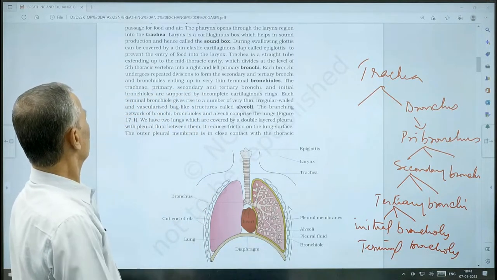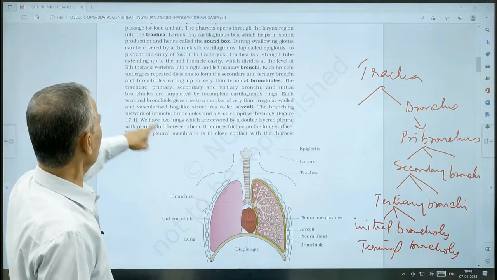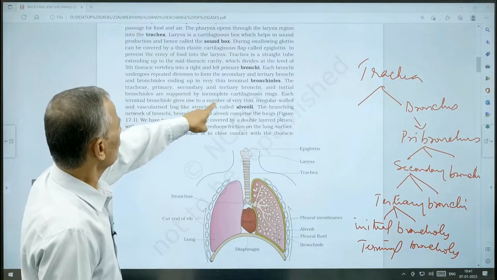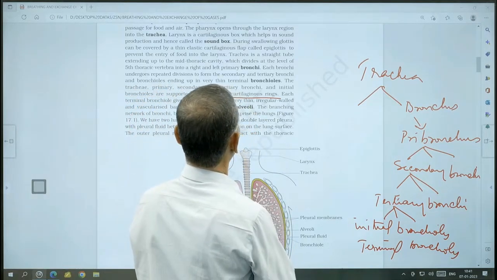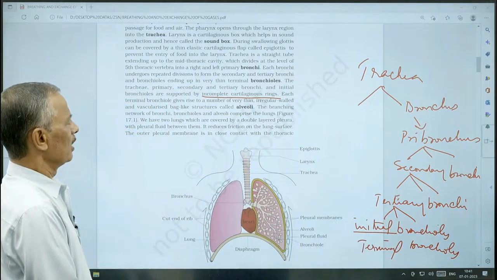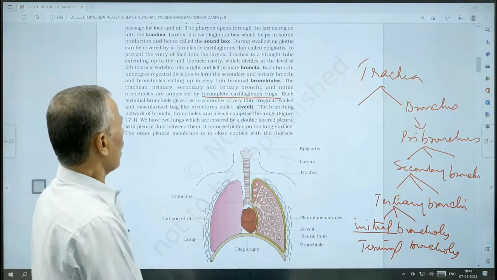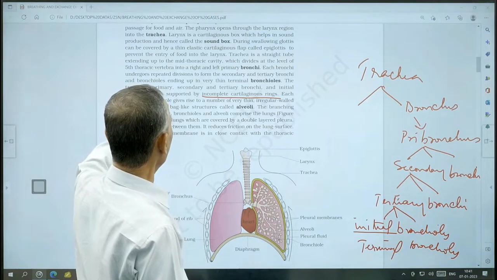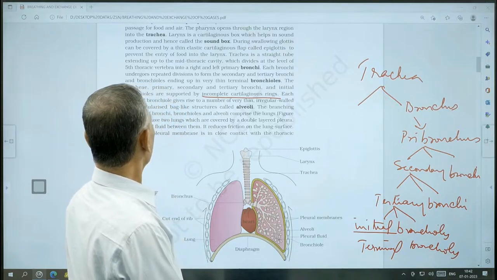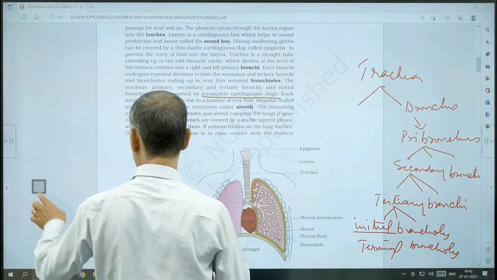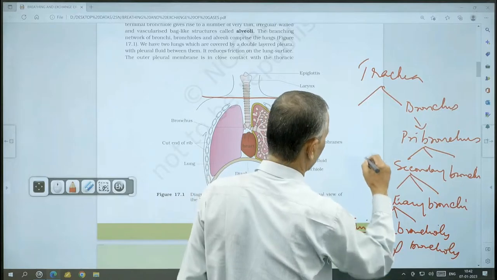Okay. So trachea will be dividing into two bronchus that form the primary bronchus, secondary and tertiary bronchi, initial bronchiole, and these parts are supported by incomplete cartilaginous rings up to the initial bronchioles. You are having the wall supported by incomplete hyaline cartilaginous rings. Each terminal bronchiole gives rise to a number of very thin, irregular walled and highly vascularized bag-like structures called alveoli. So from terminal bronchiole, you will be having alveoli. Bunch of alveoli is called infundibulum.